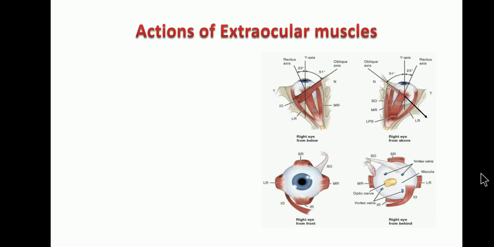Now coming to the actions of extraocular muscles. First of all, the medial rectus and the lateral rectus, they lie in the same transverse plane. The medial rectus and lateral rectus are actually lying in the same transverse or horizontal plane.